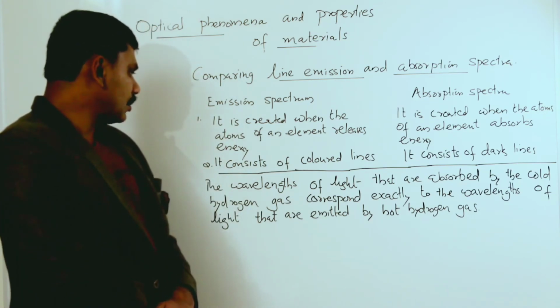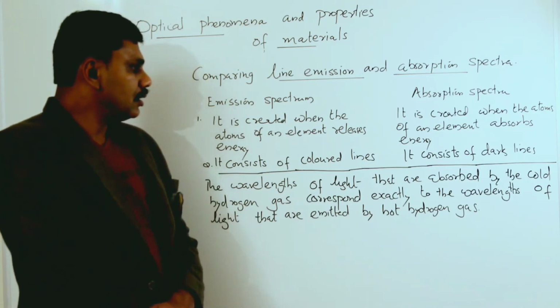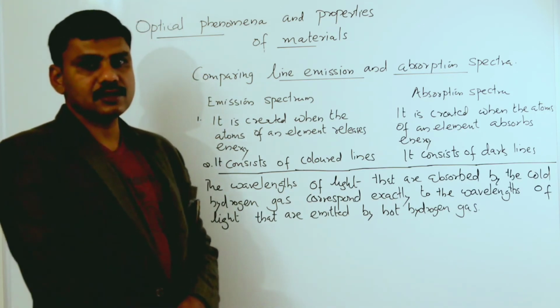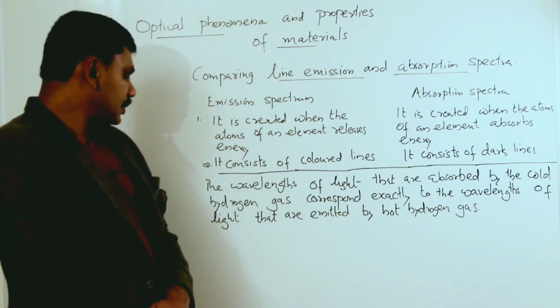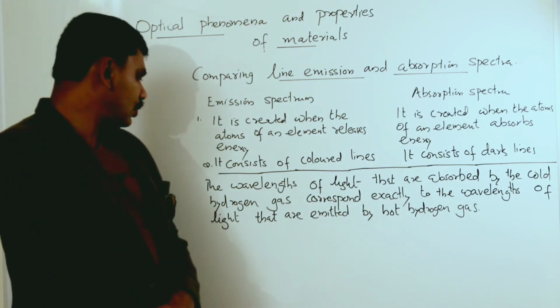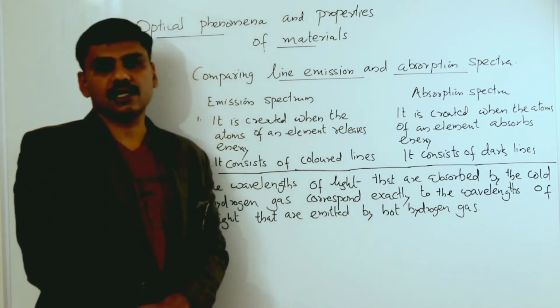An emission spectrum consists of colored lines, and in the case of an absorption spectrum, it consists of dark lines. Dark lines mean missing lines. Another interesting thing is that the wavelengths of light that are absorbed by the cold hydrogen gas correspond exactly to the wavelengths of the light that are emitted by the hot hydrogen gas.